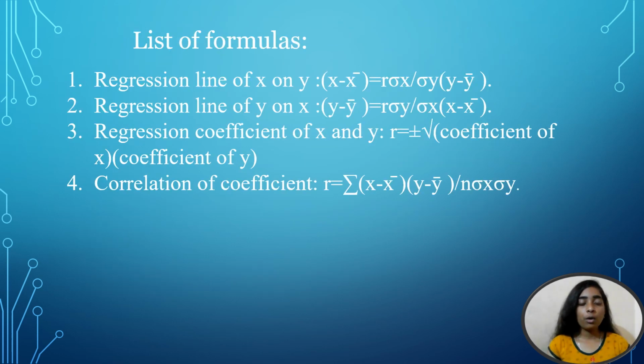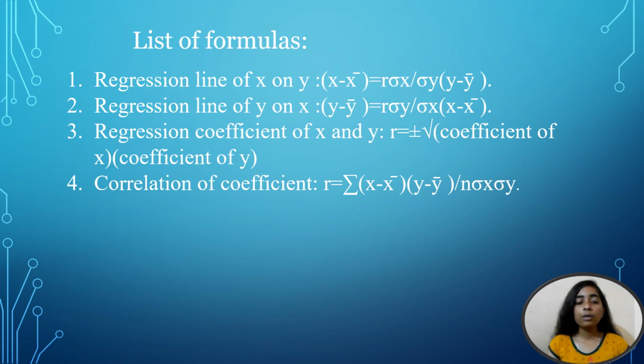Next is the list of formulas. The regression line of x on y is x minus x bar equals r times sigma x by sigma y into y minus y bar. If the regression line is of y on x, then y minus y bar equals r times sigma y by sigma x into x minus x bar. Next, the regression coefficient: r equals plus or minus the square root of the coefficient of x into the coefficient of y.